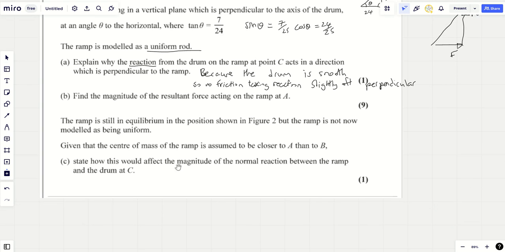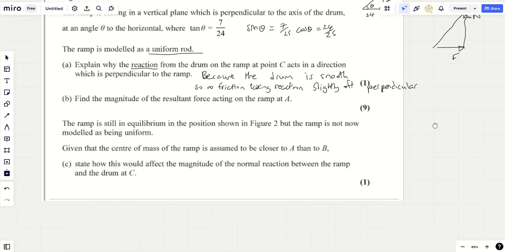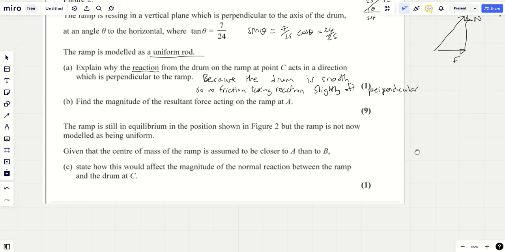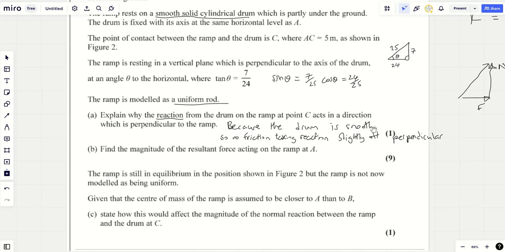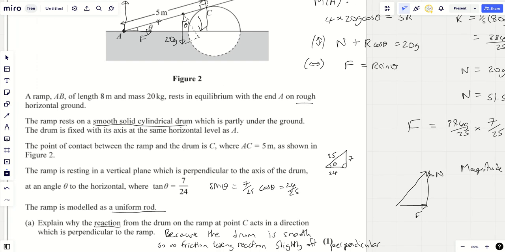Okay, so that's B. The ramp is still in equilibrium in the position shown, but the ramp is not now modelled as being uniform. Given that the centre of mass of the ramp is assumed to be closer to B than A, or sorry, closer to A than B, state how this would affect the magnitude of the normal reaction between the ramp and the drum at C. So it's got heavier towards A, yeah? It's got heavier towards A. And we've got to say how that's going to affect the magnitude of the normal reaction at C.